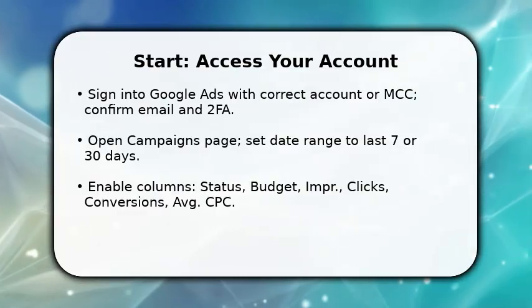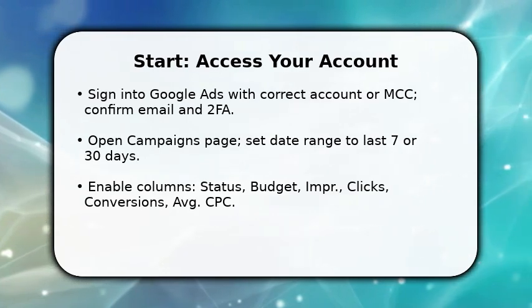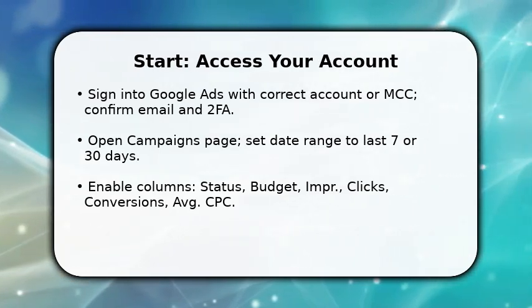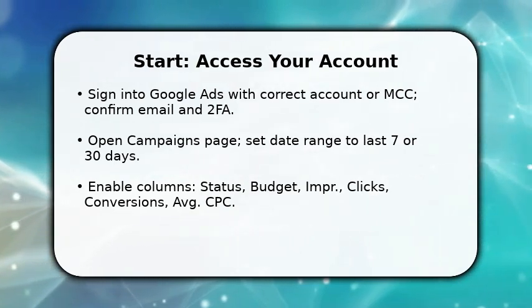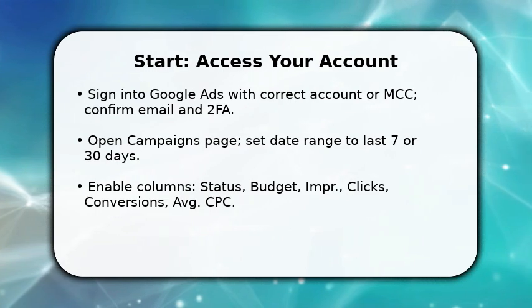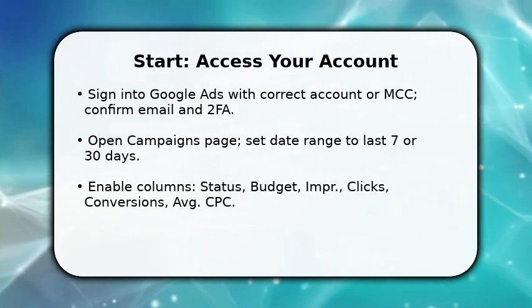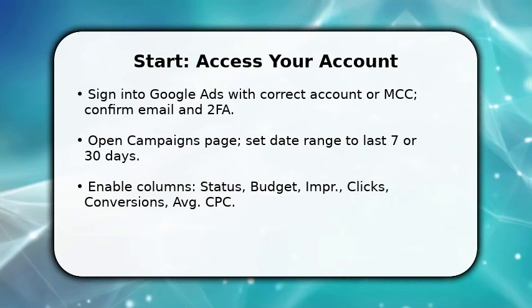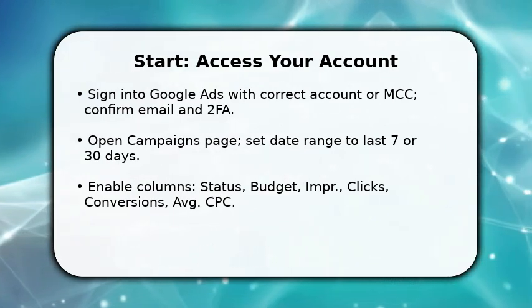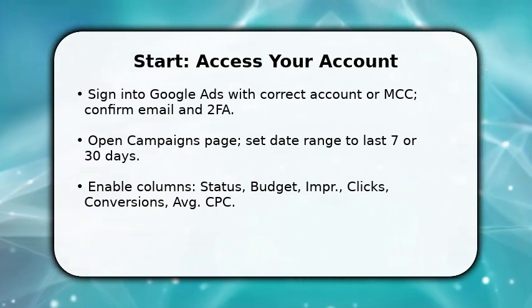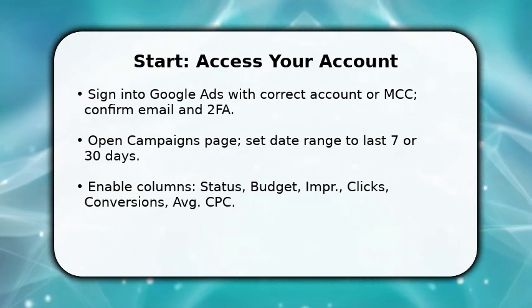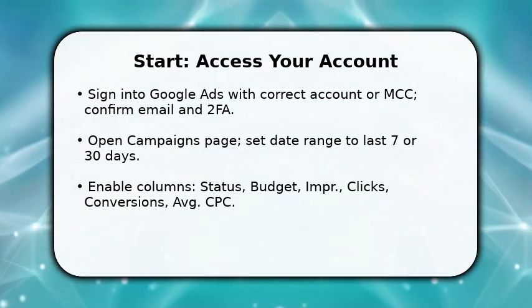You open Google Ads and sign in using the account or manager account that owns the campaigns. Once done, go straight to the campaigns view and set a meaningful date range like last 7 or 30 days so you see recent activity. Make sure to customize columns: ad status, budget, impressions, clicks, conversions, and average CPC. These fields give immediate insight into delivery, spend, and performance, so you can act on issues without guessing.